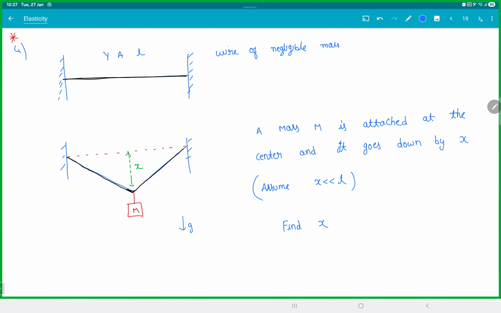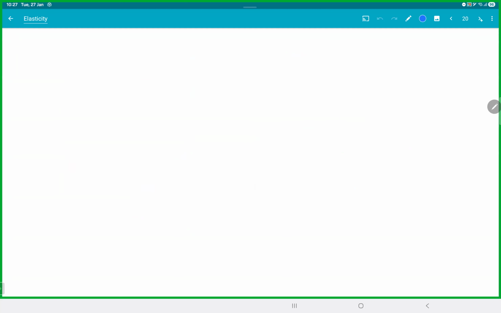You'll get a cube root. So this is your V shape. Let's take this angle to be theta. Theta is very small. This will be x. This will be L by 2, right? And be careful. This length is how much? This is root of x square plus L square by 4.